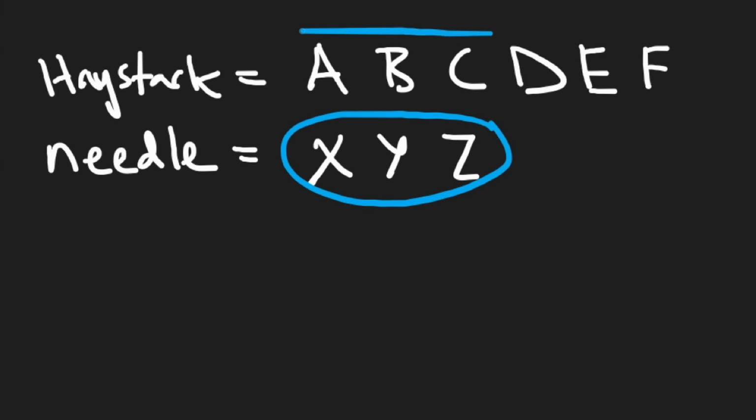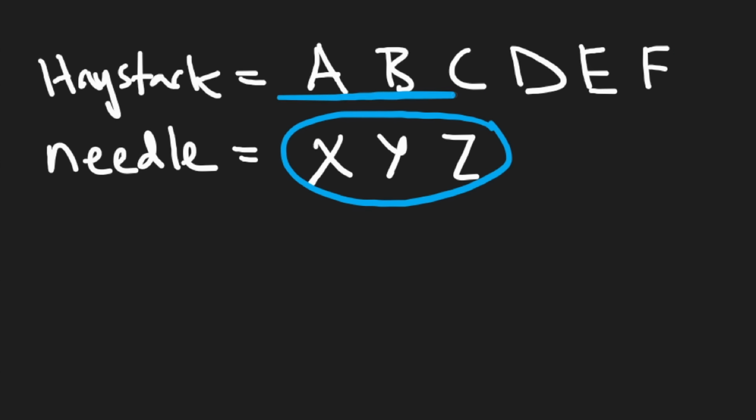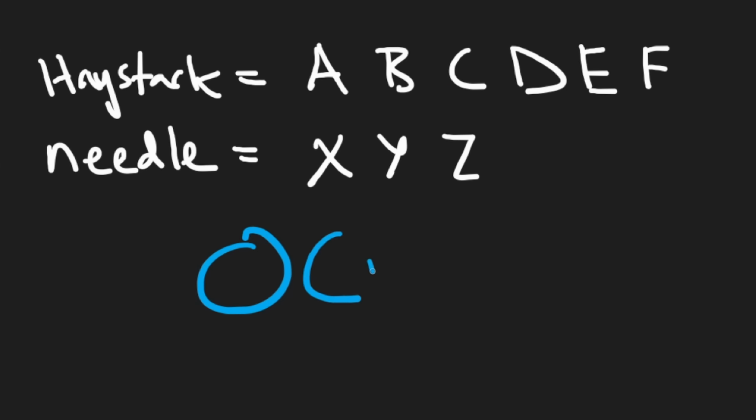First, we check the first three characters. Do they match with the needle? Nope. Then we check the next three characters. Do they match? Nope. The next three, etc., etc., right? We're basically checking every substring of length 3 in the entire string. So that's what makes the time complexity really inefficient, basically multiplying both strings together.